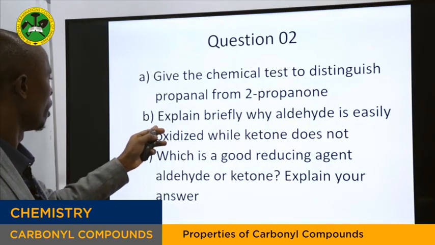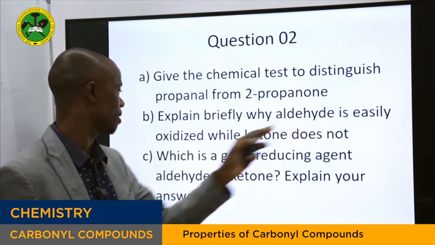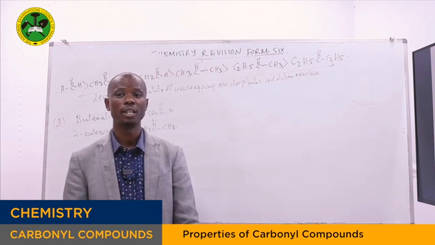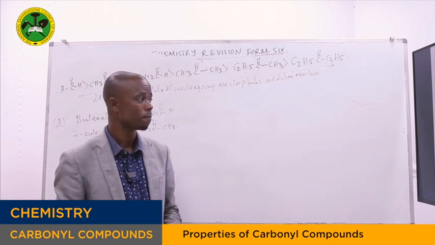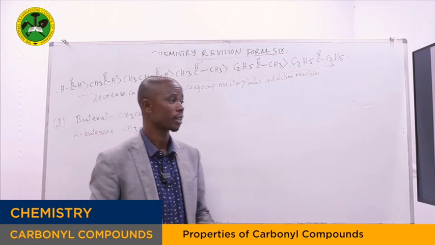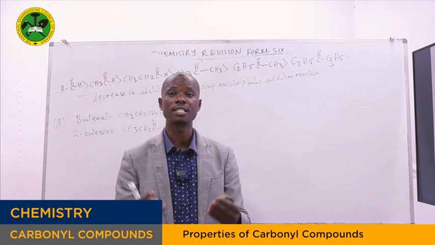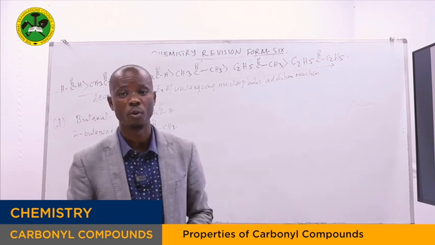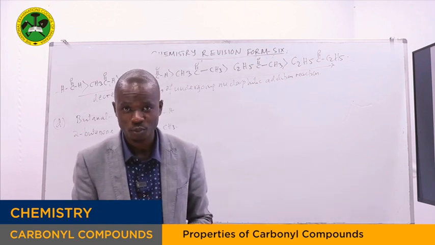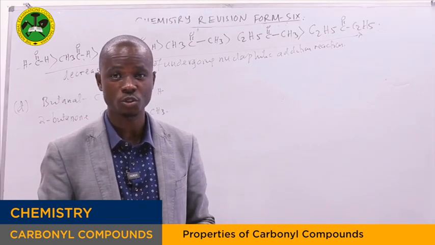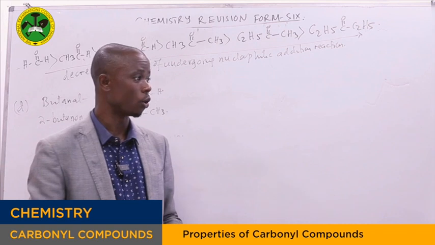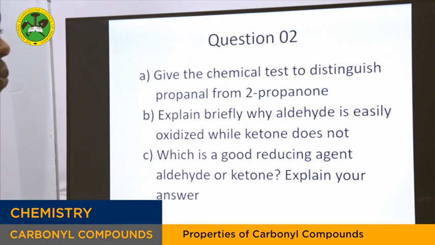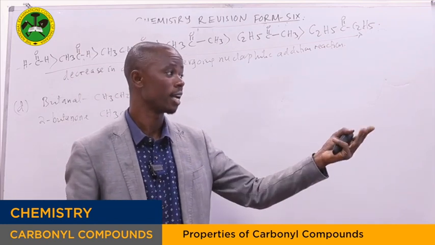But B says, explain briefly why an aldehyde is easily oxidized while a ketone is not. Now, my dear students, I'm sure that we were together from the first presentation, in the introductory part, where I said aldehyde is easily oxidized because it is a strong reducing agent. Why a strong reducing agent? Because the carbon containing the carbonyl group is bonded to a hydrogen atom. So that makes that compound a strong reducing agent, so it can be easily oxidized. But a ketone resists oxidation, because the carbon with the carbonyl group is lacking a hydrogen atom. So that's why it does not.